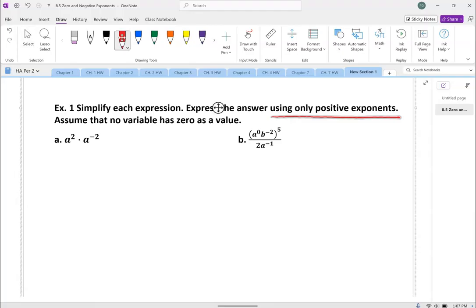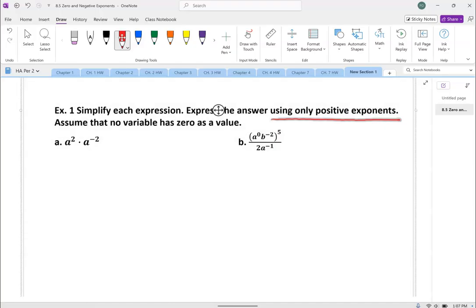So first thing we're going to do, a squared times a to the negative 2. Notice they have the same base. So if the bases are the same, we can actually just add the exponents, and you get a to the 0, which is just 1. It's kind of a gimme, right? So you'll notice as we go through some of these problems, we're going to have to use some of our older laws in addition to the two new ones.